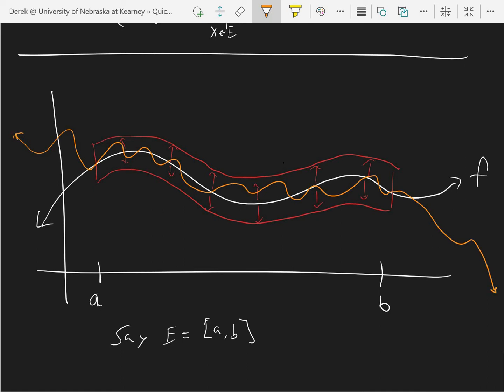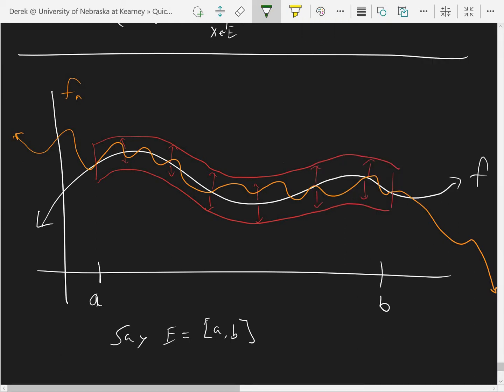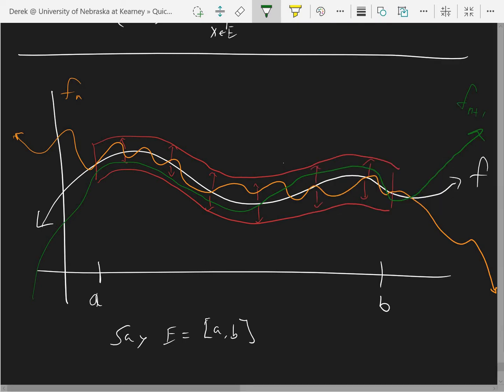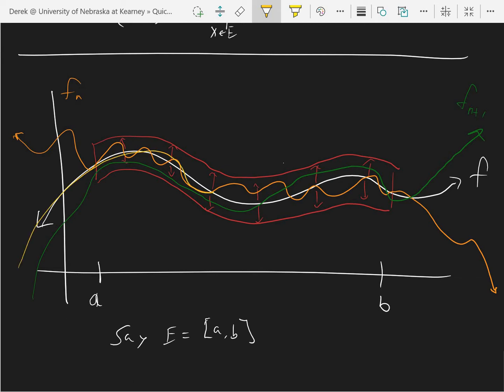So maybe this is f sub n. Maybe the next one, what happens is we come in from down here and we just follow it down here, and then we cross over and we follow it up there. But I stay inside the red for every time after some big n value. So this guy, he just wiggles around, stays in.